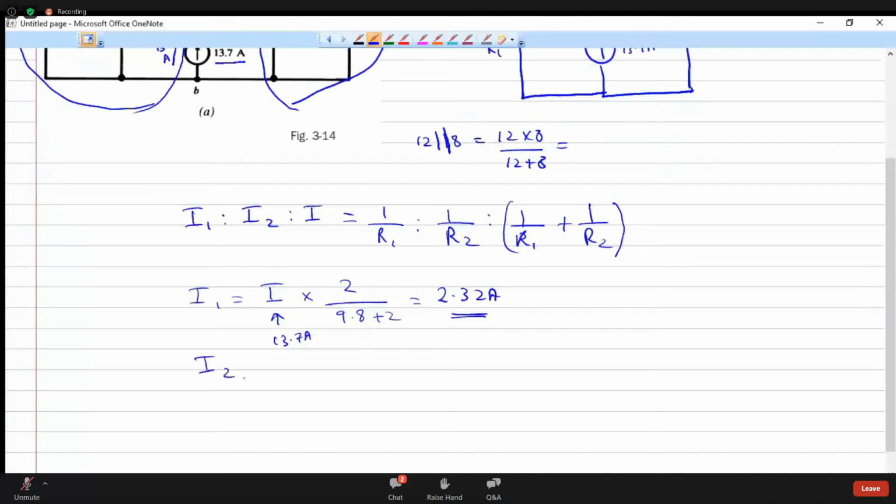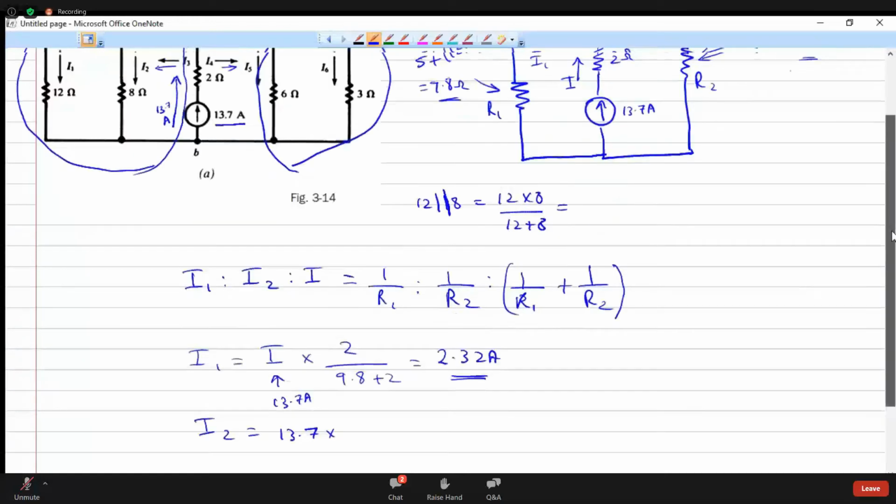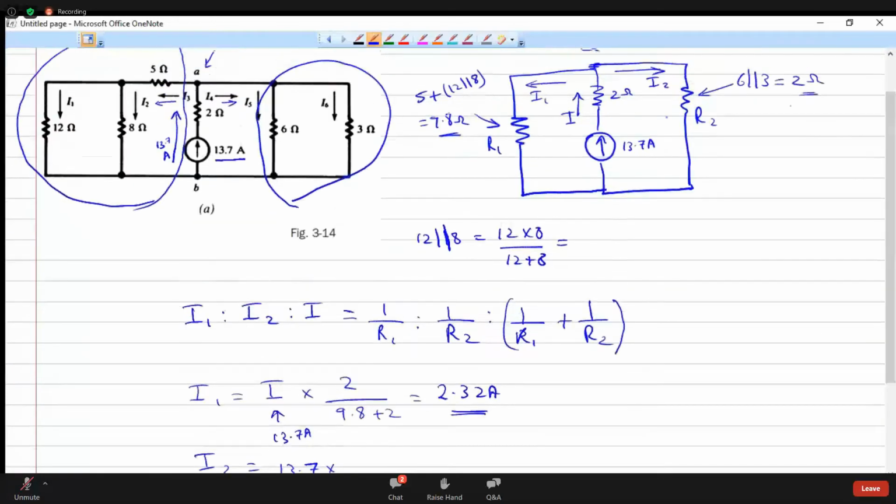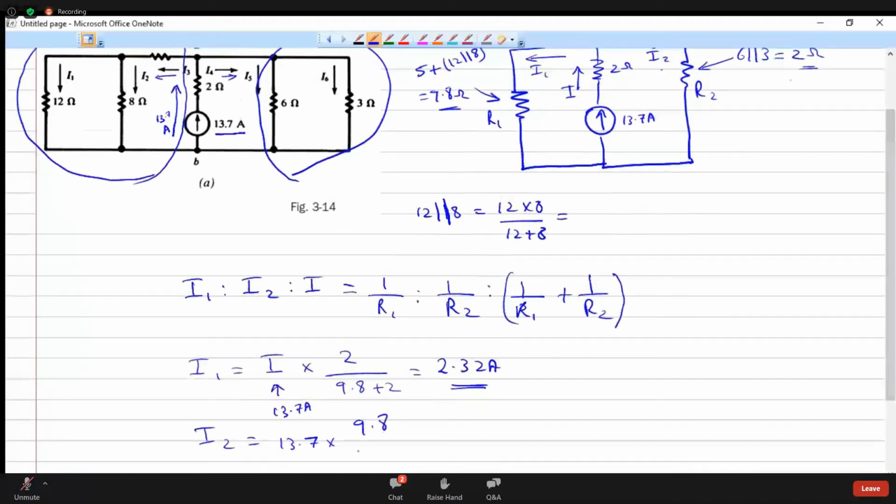And I2 will be equal to 13.7 into the opposite branch resistance. So for I2, the opposite branch is 9.8. So that will be 9.8 divided by 9.8 plus 2. Eleven point 37. Yeah, it will be 11.38 ampere. Okay, approximate it.